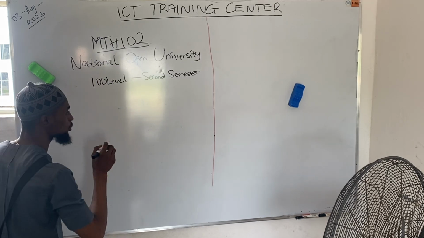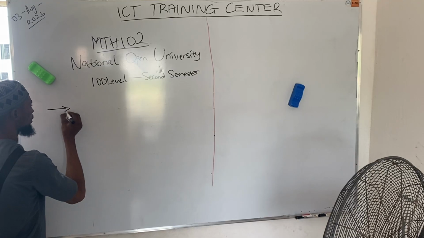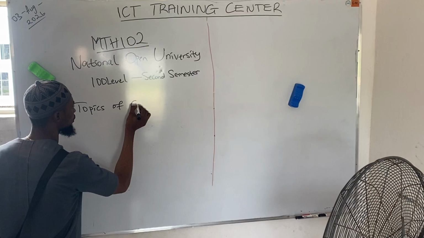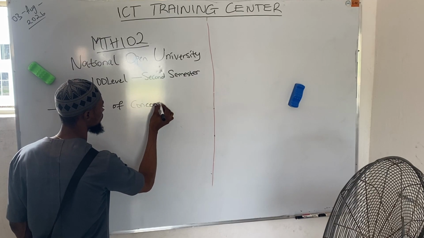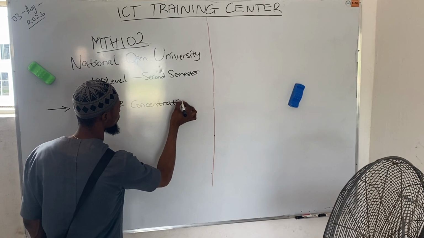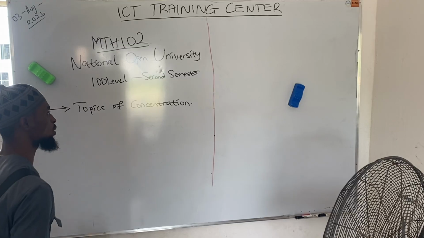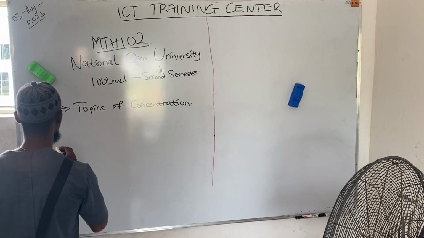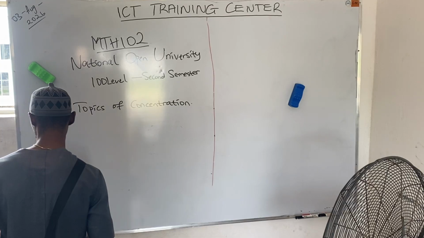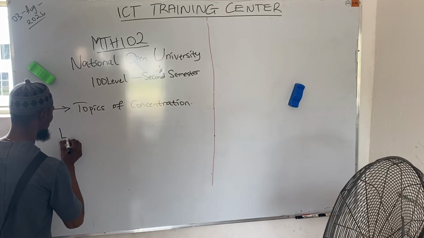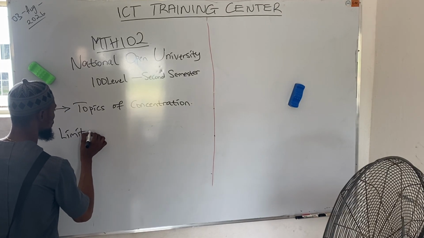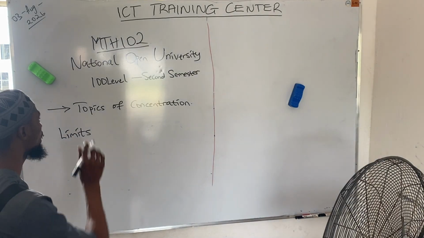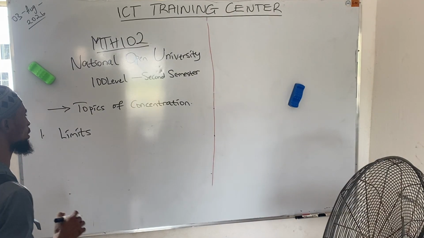That's the topics of concentration, right? So this is the topics of concentration. That's what we want to be listing, right? So the first one on the list that we want to include is called limits. So limits is the number one topic that we want to be including on the topics of concentration, right?